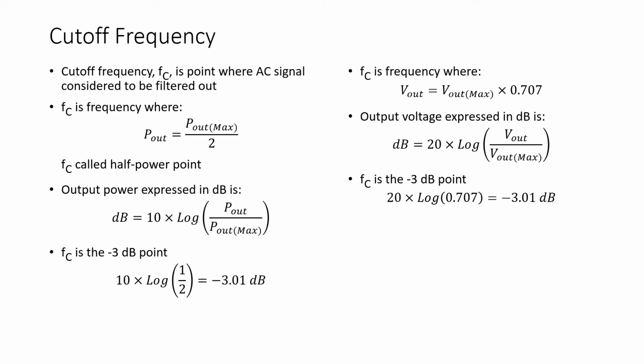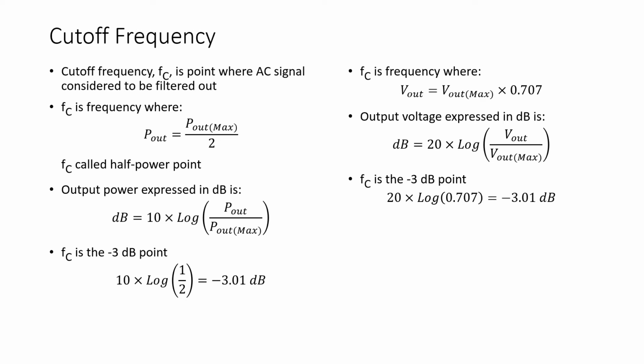Now, when we look at a circuit with respect to voltage, the cutoff frequency is the point where the output voltage drops to 70.7% of the maximum. And this, of course, is because P equals V squared divided by R. So when we take the square root of P divided by 2, we get 0.707.